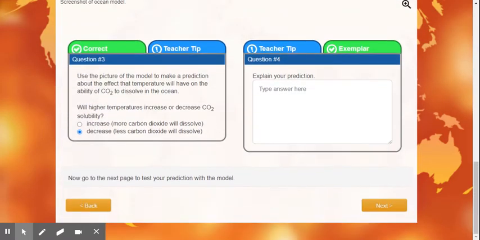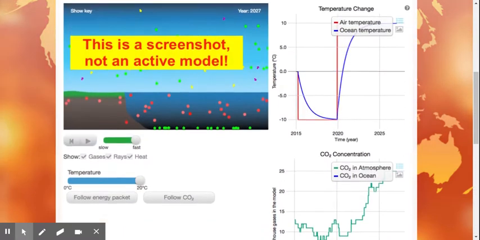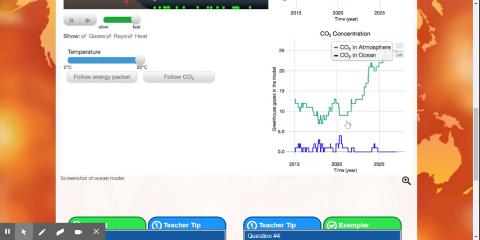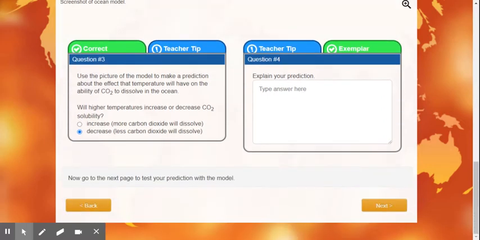Answer the questions. I'm not saying this is a correct answer, but it says to use the picture of the model to make a prediction about the effect temperature will have on the ability of CO2 to dissolve in the ocean. Will higher temperatures increase or decrease CO2 solubility? Higher temperatures, all right, so that'd be the blue line going way up. CO2 solubility refers to the blue line down here. Go ahead and answer that and explain your prediction. I'm going to go on. Now you're going to use the model.